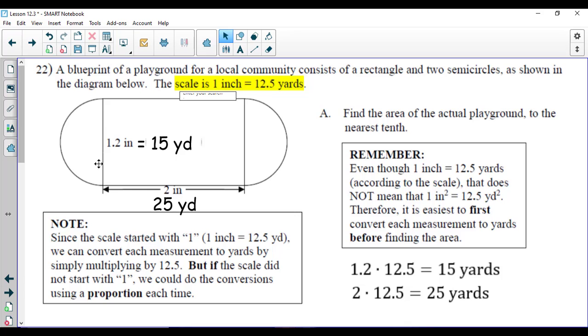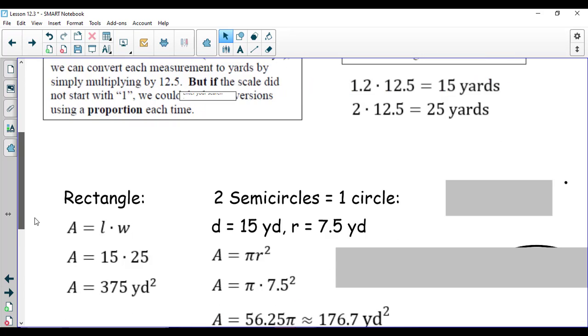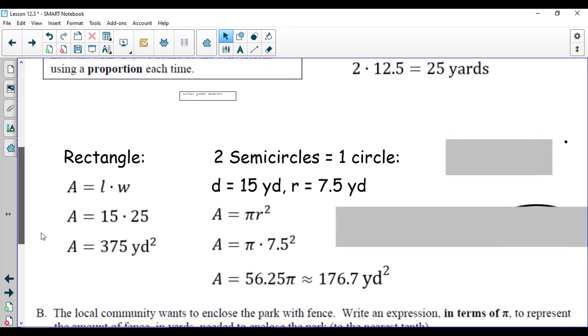The diameter of the circle is 15 yards. That's the whole distance across. So the radius will be half of that, which will be 7.5 yards. I just use the formula pi r squared and use 7.5 as our radius. So I took pi times 7.5 squared to get 56.25 pi. That's about 176.7 square yards. That's for the 2 semicircles together.